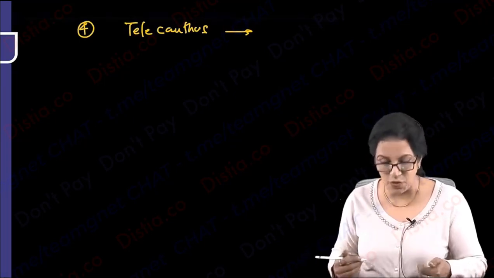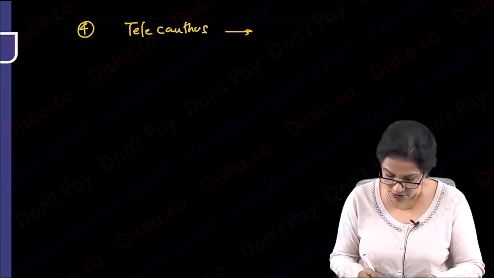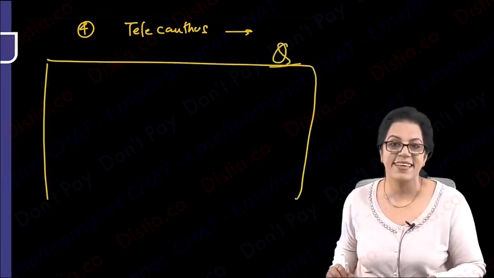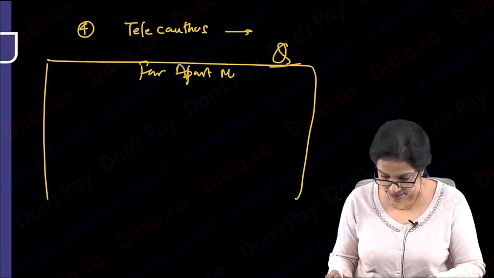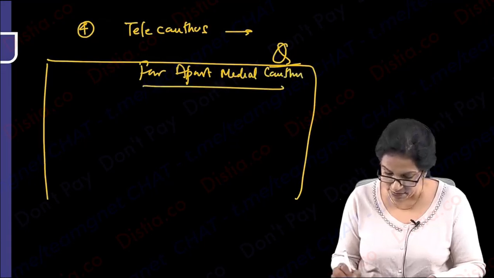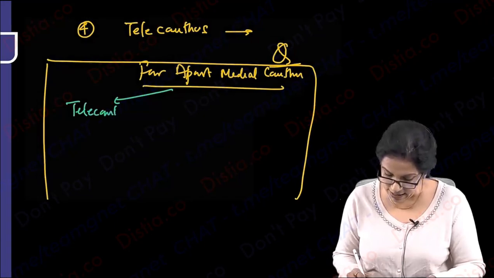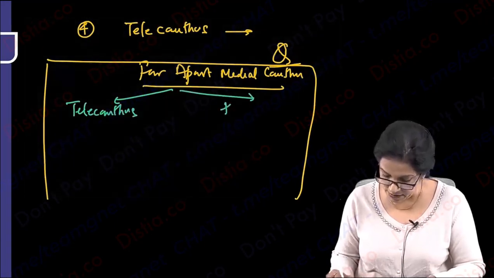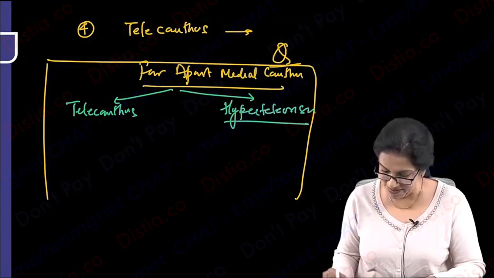Let's elaborate here before coming to the next feature. Suppose, let's put it in the box. This is important also. We'll put a Q here. Far apart medial canthus. We use two terms for this. One is telecanthus. And another term is hypertelorism. So what they have asked you in your exam is the difference between the two.